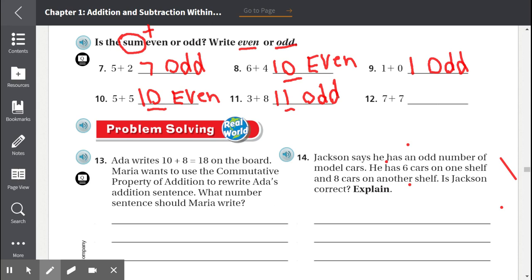Now we have number 12. 7 plus 7. 7 plus 7 is 14. There we have two digits, but we only focus on the end number. Since 4 is at the end, it is even, because any number that ends in 0, 2, 4, 6, or 8 is an even number.